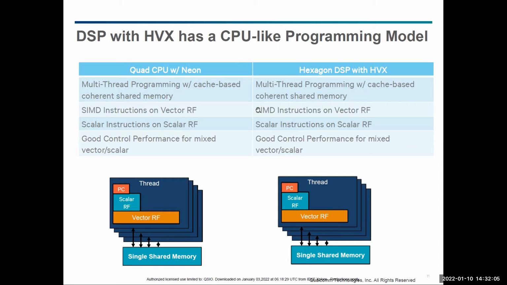So talking about the CPU-like programming model, there are a lot of similarities that Hexagon has with the CPU. There is support for multi-threaded programming with cache-based coherency. There are SIMD instructions available for vector hardware. There are scalar instructions for scalar processing. And as I showed you, both CPU and DSP support coexistence of vector and scalar processing. So these are some features that Hexagon has similar to any CPU.